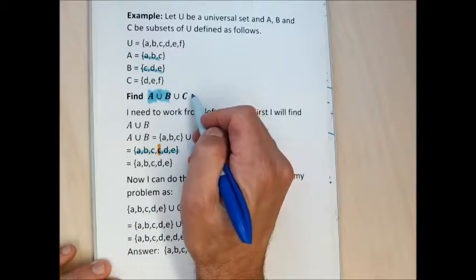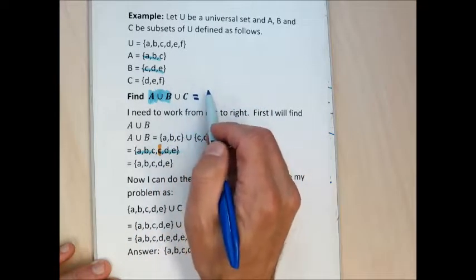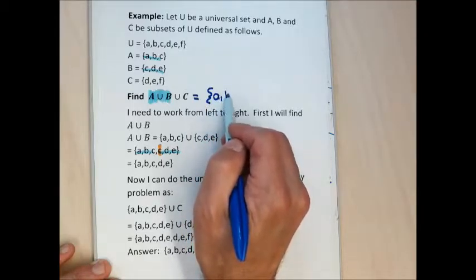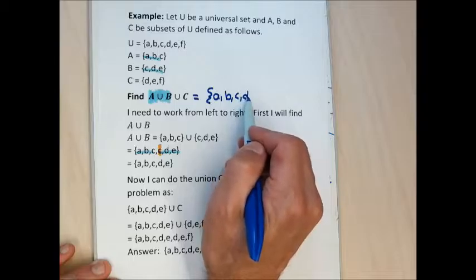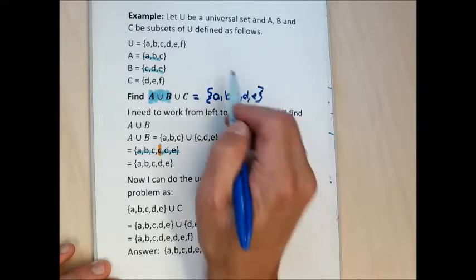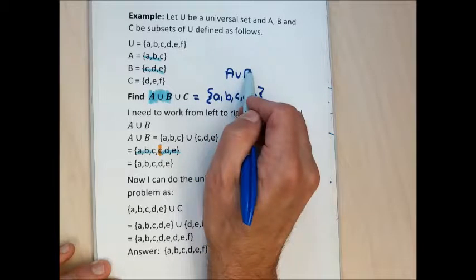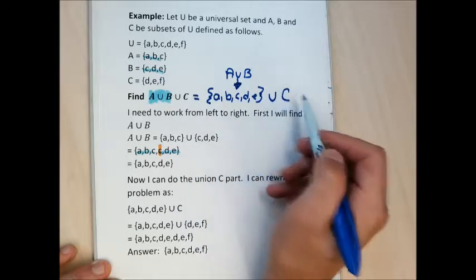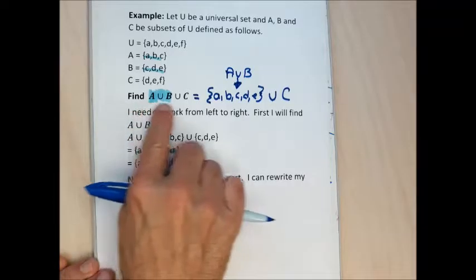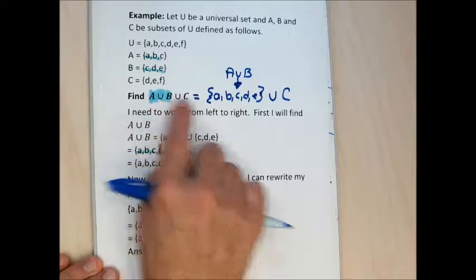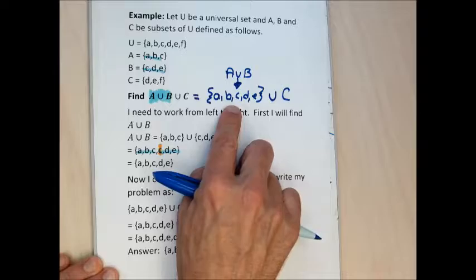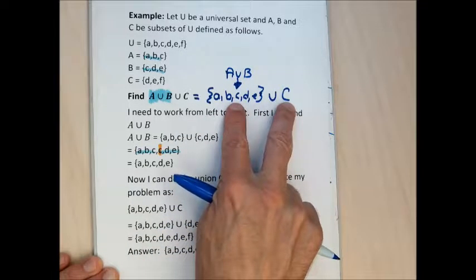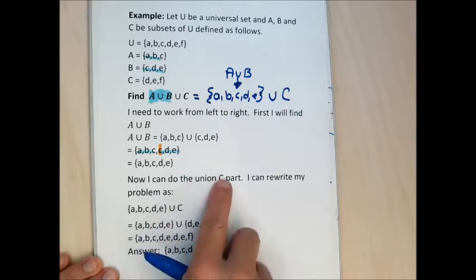So what I've done is I can change this problem to this. The A union B part turns into the set containing A, B, C, D, and E. So I'm going to replace the A union B symbol with the set that it's equal to, and then I'm going to do the union C. So I'm working from left to right. I took the first 2 sets, I made them into a single set, and made it into a bigger set because it was a union. Now that I've got the problem down to this, I'm going to do the union C part.